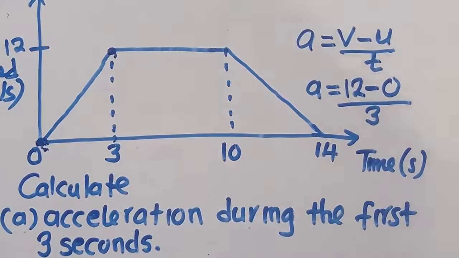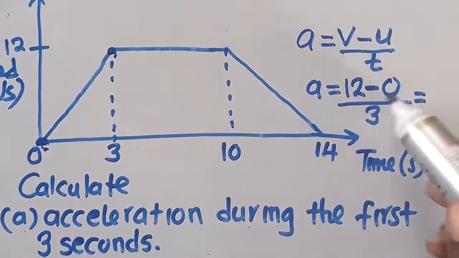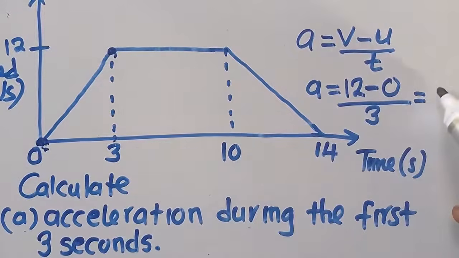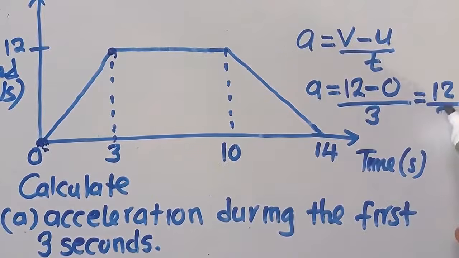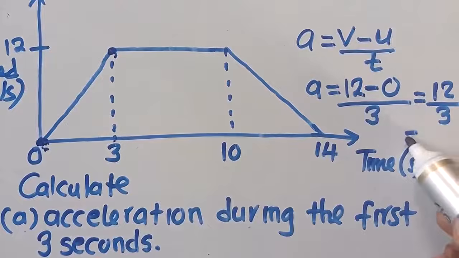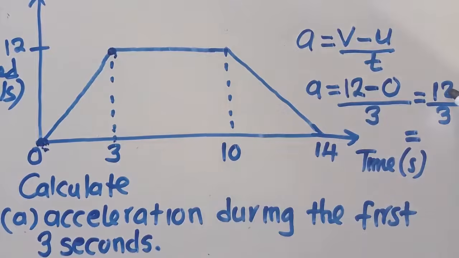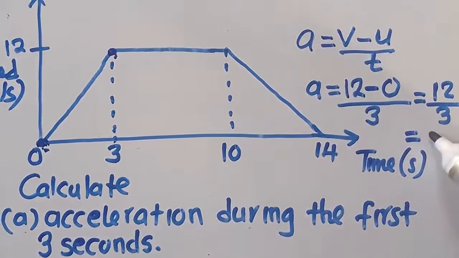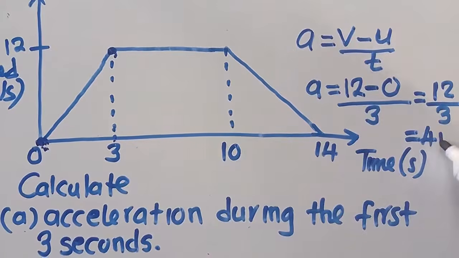So I just do this, which is now equal to, so I say 12 minus 0, it is what? It is 12. Over what? Over 3. So finally, I've got my answer. So what is my answer? What is 12 divided by 3? You've got 4. So your answer is what? 4 meters per second squared.